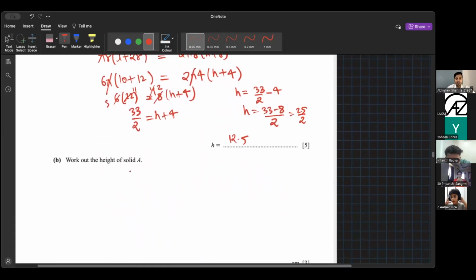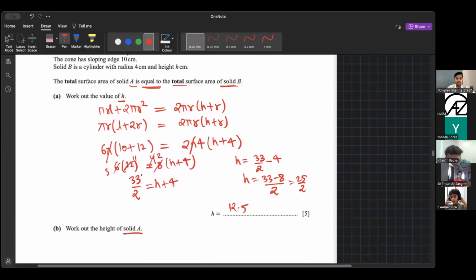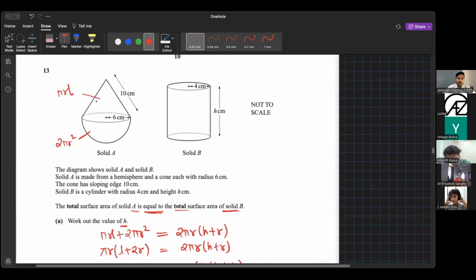Part B says work out the height of solid A. Now this is solid A. The height of solid A will be this height: the height of the cone plus the radius of the hemisphere, which is already 6.